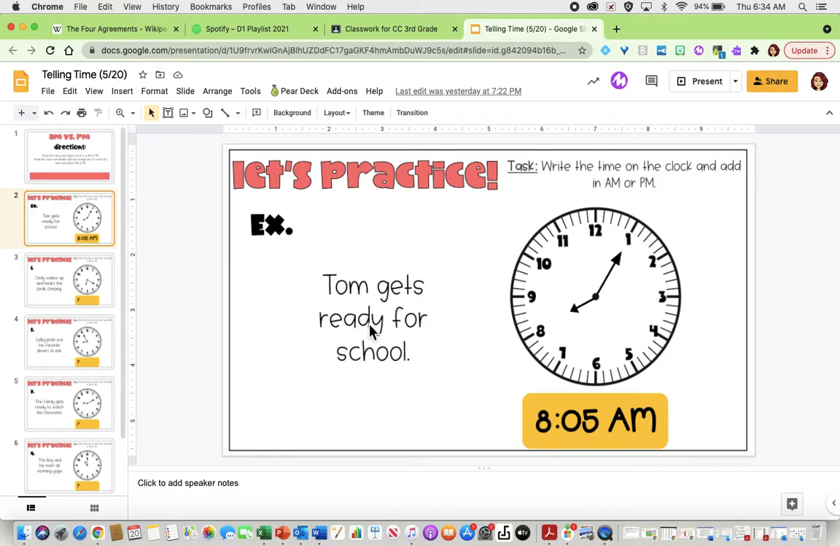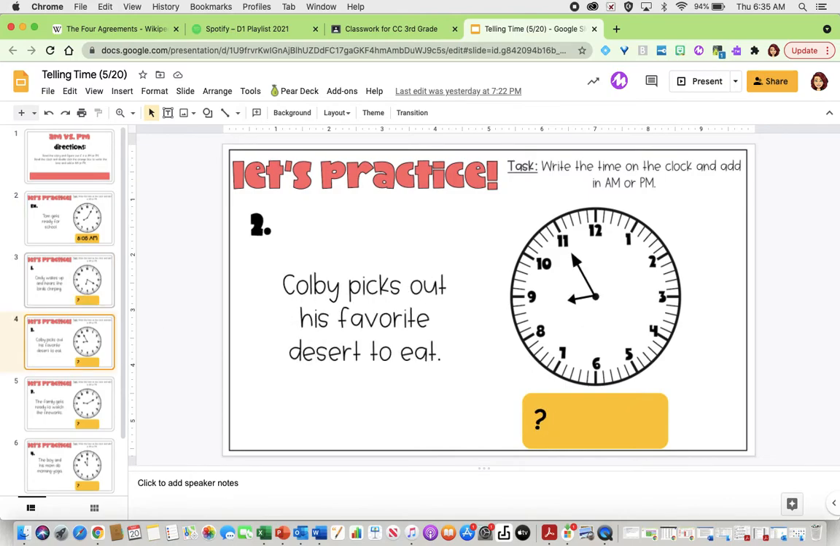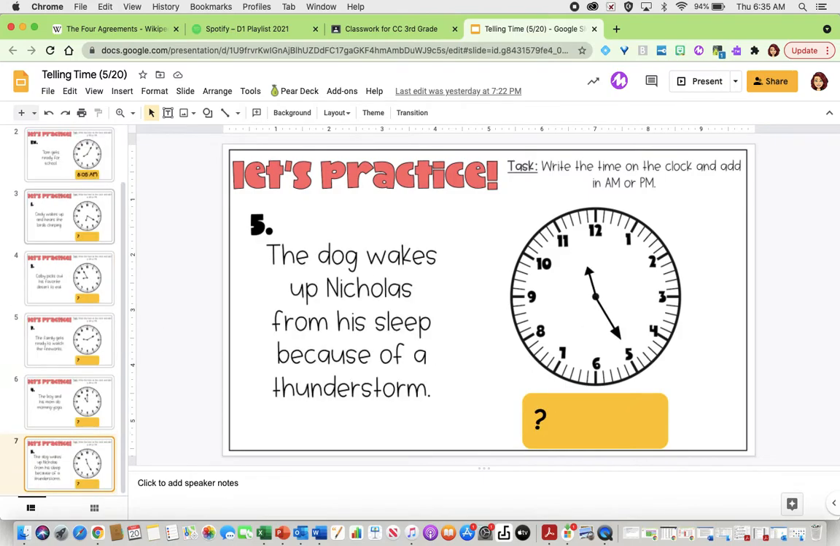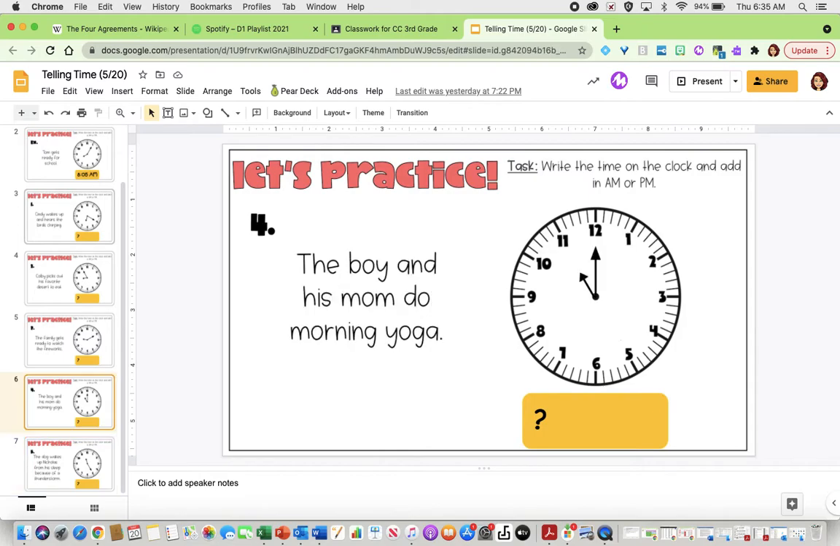So for number 2, you can see they give you an example. It says Tom gets ready for school. So I'm going to start off by looking at the clock. The hour is 8, the minute hand is on the 1, so it is 8:05, and I can see Tom gets ready for school. That's in the morning, and so it is AM, and so we would type 8:05 AM. And so you're going to use that same information to help you as you go through and solve for the following times.